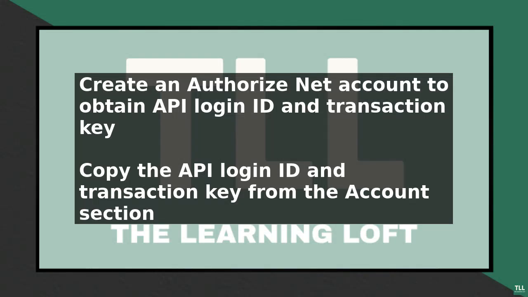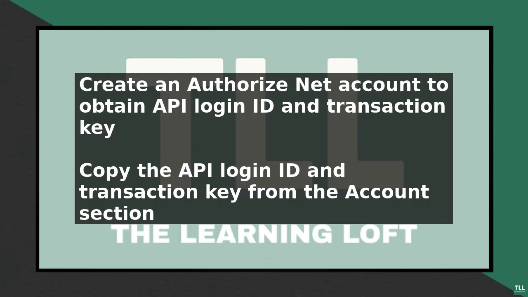Configuring Authorize.Net CIM integration is a straightforward process that enables businesses to securely store customer payment information and simplify transactions. To begin, you need to create an Authorize.Net account and obtain an API login ID and transaction key.